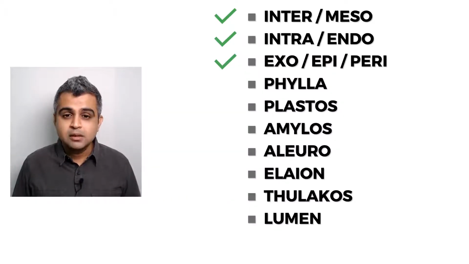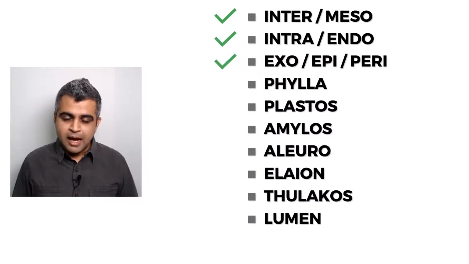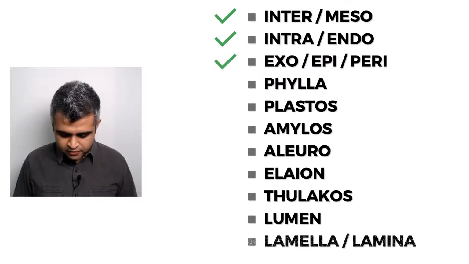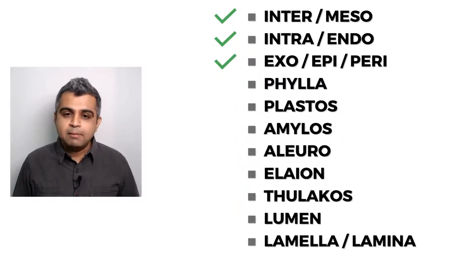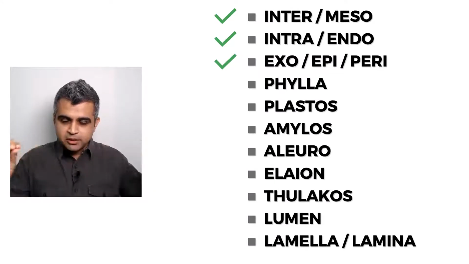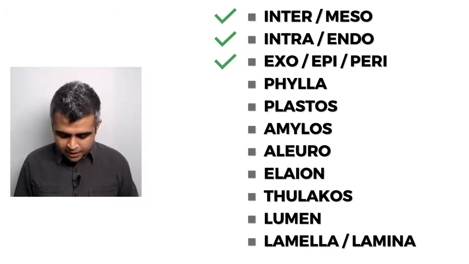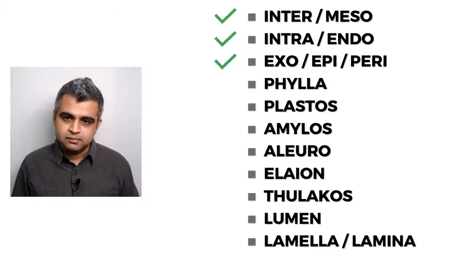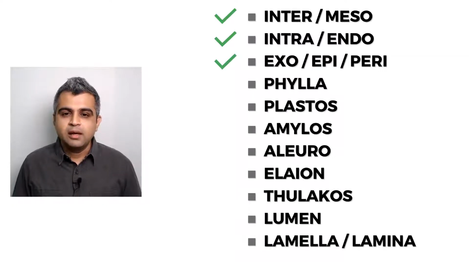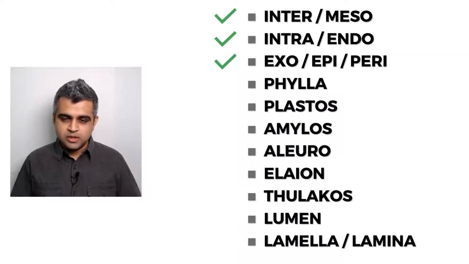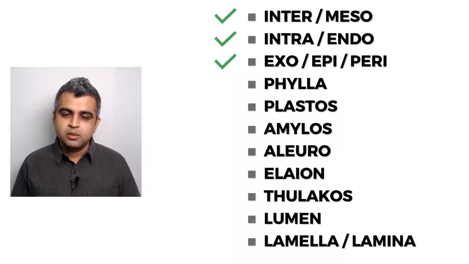And lastly, you are going to have lamella or lamina, which simply means a sheet. A thin sheet, like a sheet of paper, can be called lamina or it can be called lamella. So we've seen now a long list of these Greek and Latin words. Let's quickly revise them because all of these are going to be used in today's lecture.